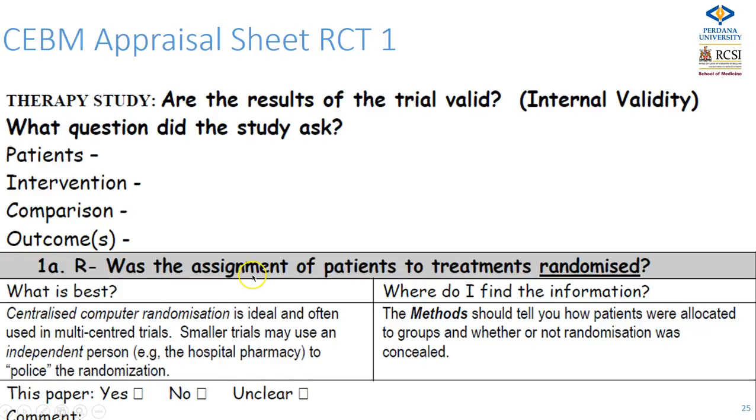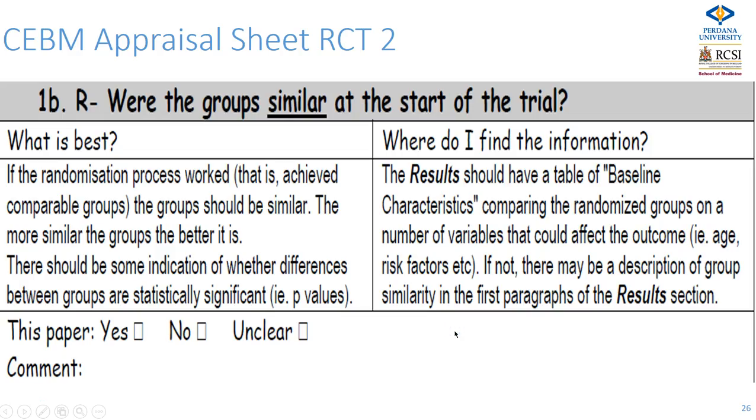We then want to ask, was the assignment of patients randomized? You should find this in the methods section, and they should clarify how the randomization was actually conducted. Was it centralized computer randomization? But there may be a lesser method than that, but you need to check both the randomization and the allocation concealment. So were the groups similar at the outset of the study? You should find this in the results section, which should have a baseline characteristics of both groups. And the only difference between them should be the treatment under scrutiny.